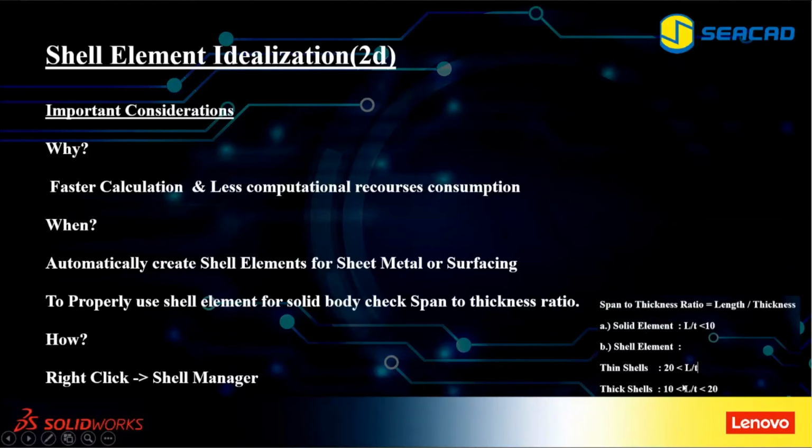And if the length over the thickness is more than 10 but less than 20, we will consider it a thick shell. And if the length over the thickness is more than 20, then we will consider it a thin shell.